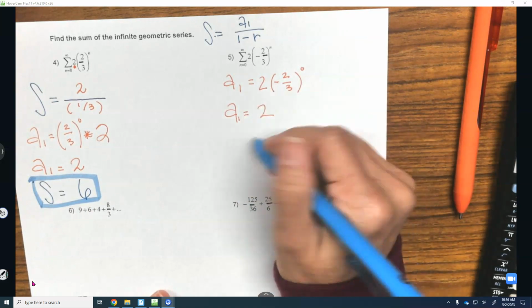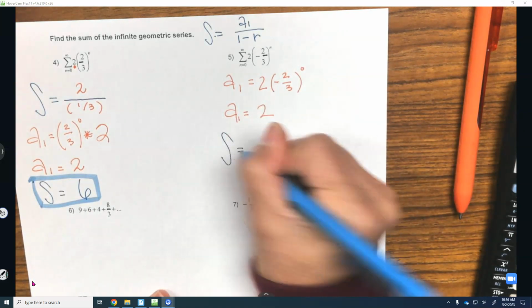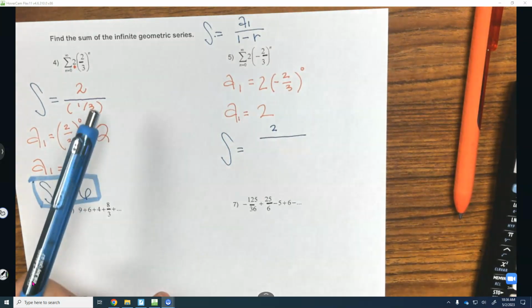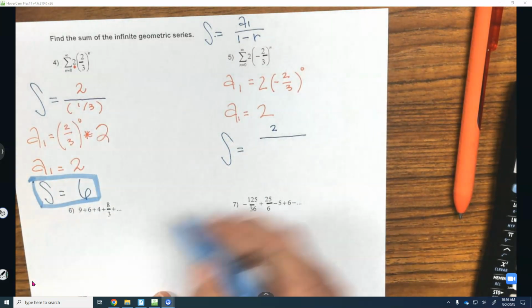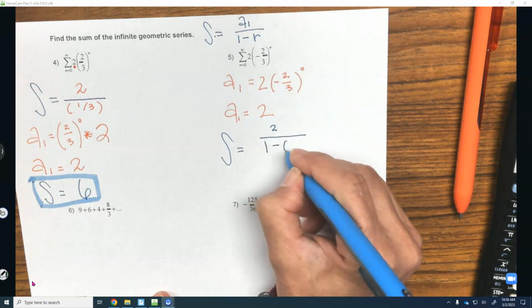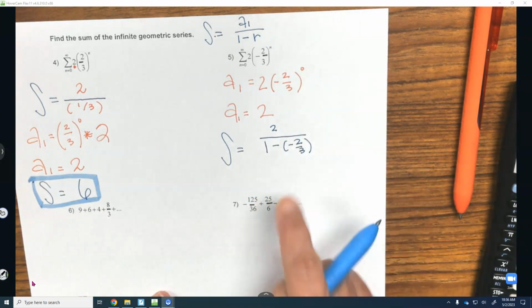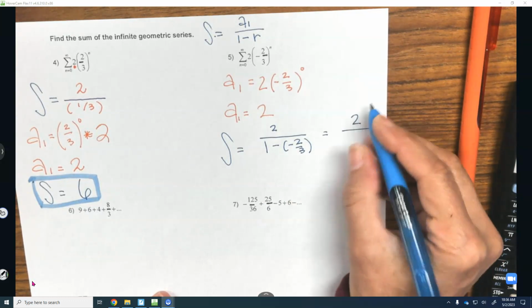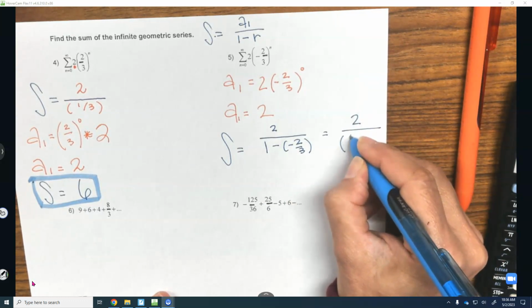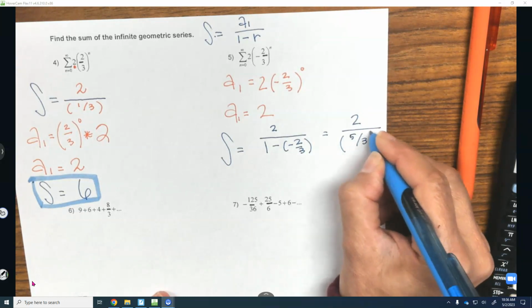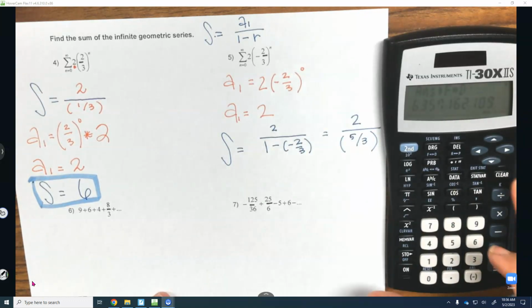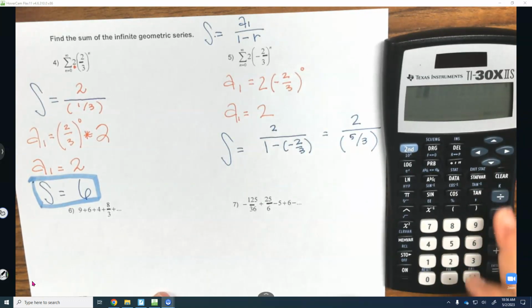So when I go to draw my little setup here, it's still going to be 2 on top. But guys, remember your common ratio is negative. So when we do 1 minus a negative 2/3, we're going to end up adding that. So we're going to have 2 over 5/3. So when we do 2 divided by 5/3 on the calculator, we're going to get our sum.